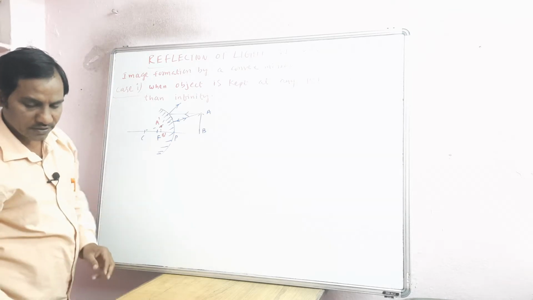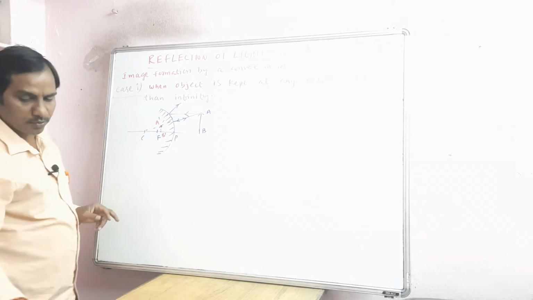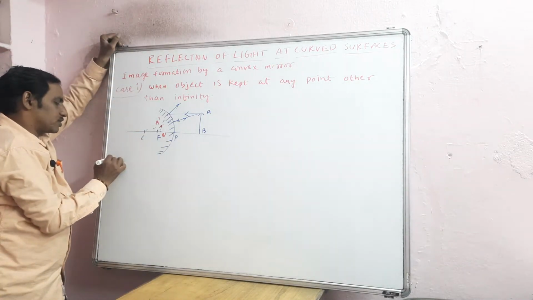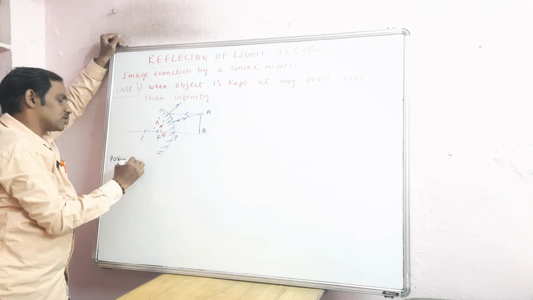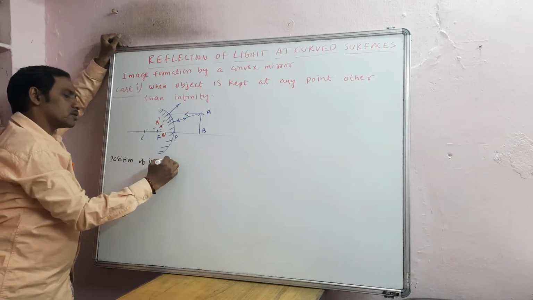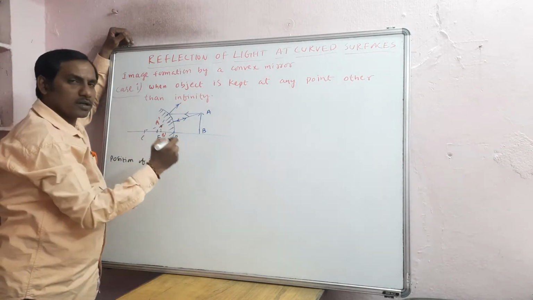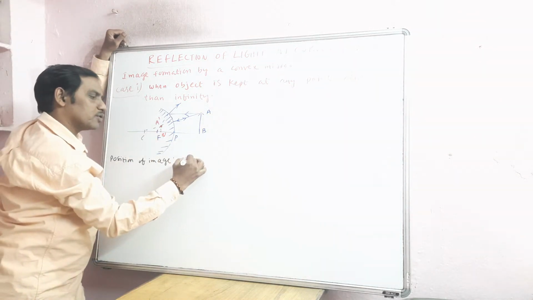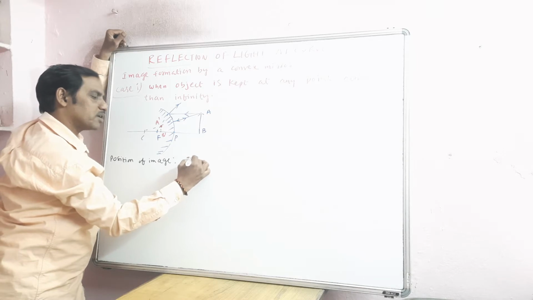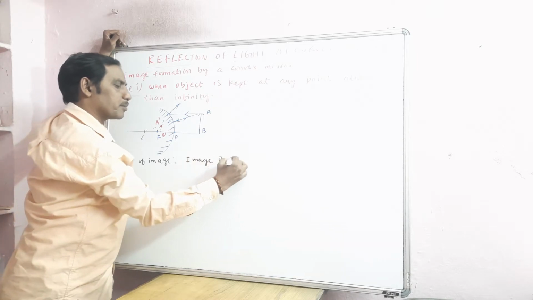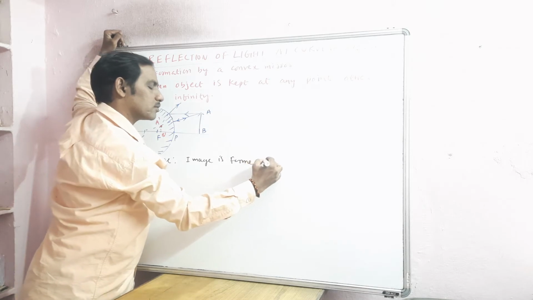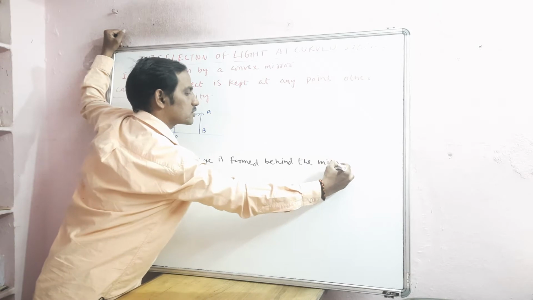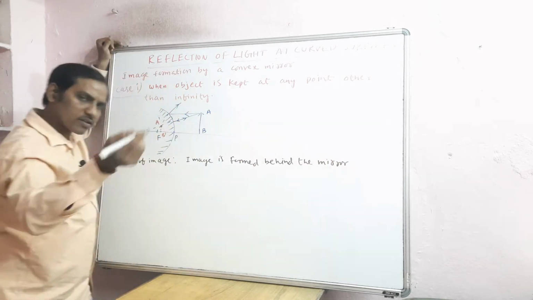So what you have to write, you can write some points here. The points are: what is the position of the image? Position of image: the image is formed behind the mirror, on the other side of the object.